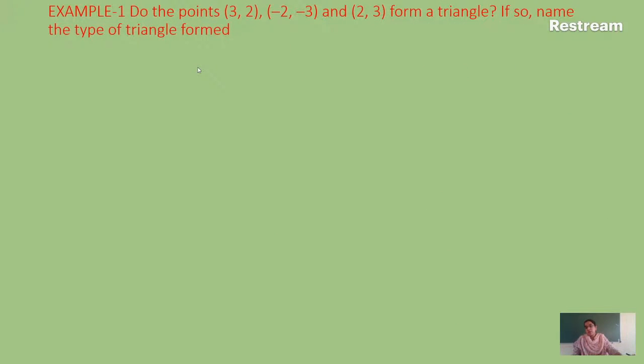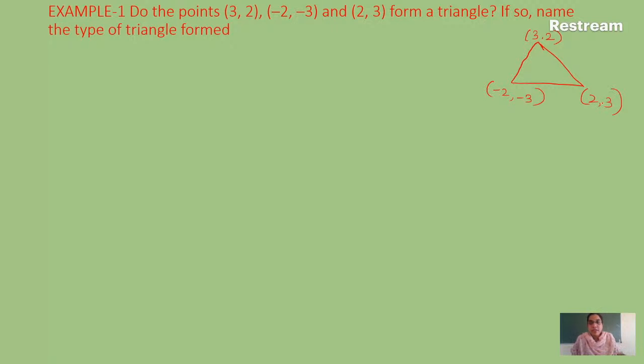Next, similarly, we have a question here. The question is, do the points 3, 2, minus 2, minus 3 and 2, 3 form a triangle? If so, name the type of the triangle. This is your given question. There are 3 points: 3, 2, minus 2, minus 3 and one more is 2, 3.